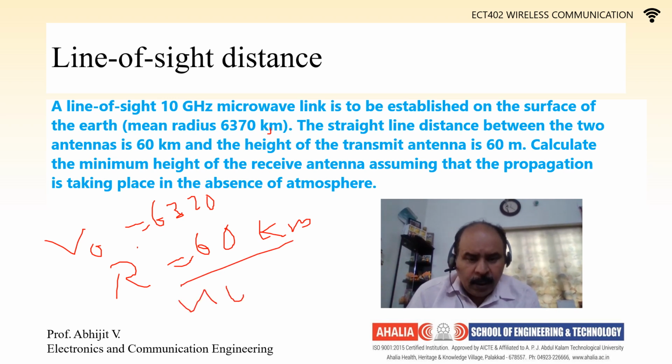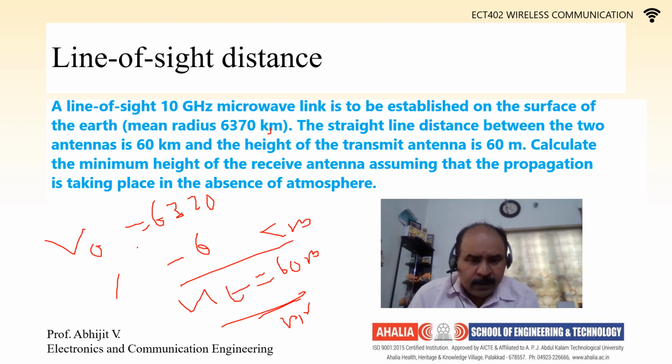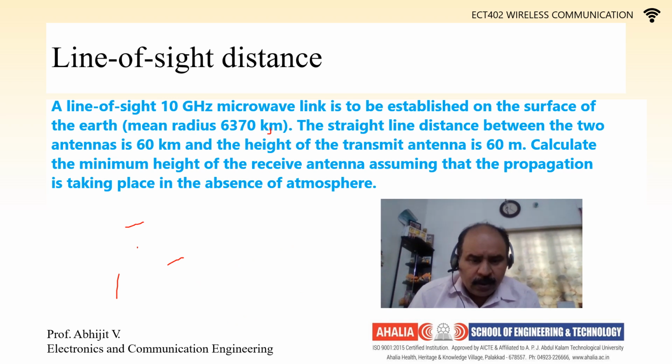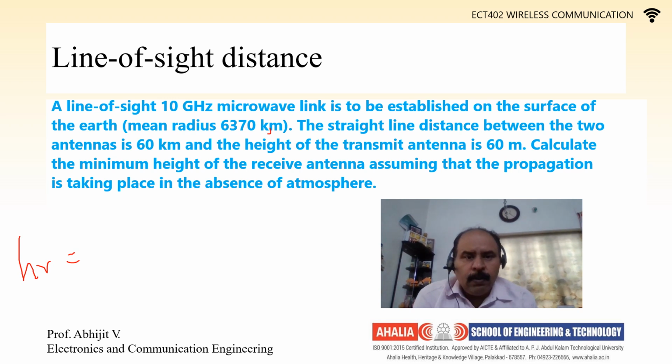HT, the height of the transmitting antenna, is 60 meters, and you are asked to find out what is HR. The same as in the previous question, you can ignore this value. 10 gigahertz is just given to confuse you. So what is the value of HR? What is the answer you have got?